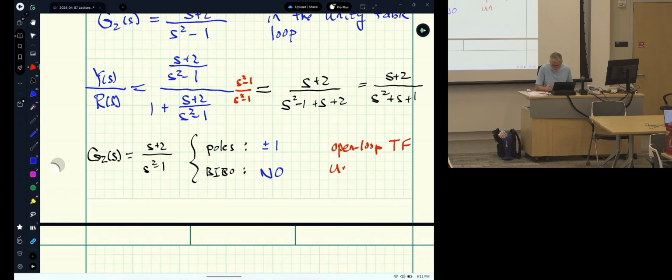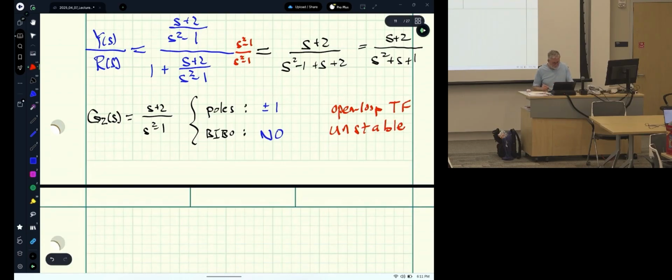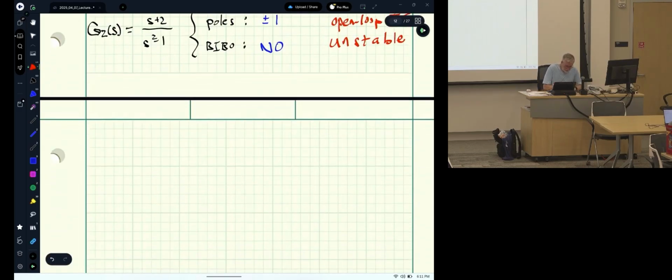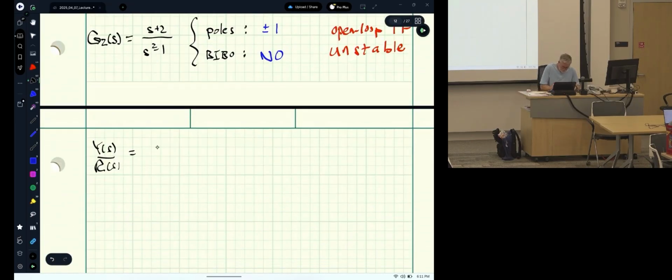And it's unstable. Y of s over r of s, and what did that equal? S plus 2 over s squared plus s plus 1.